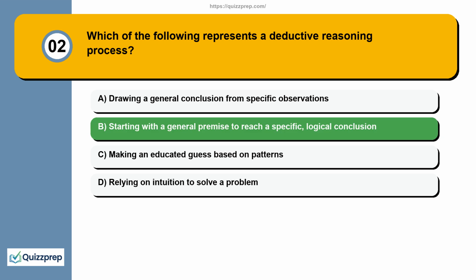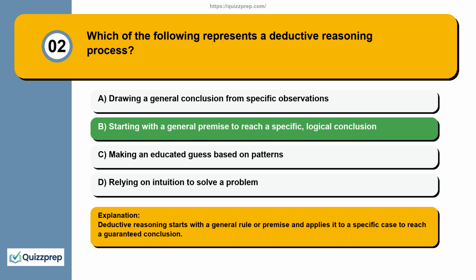The correct answer is option B. Starting with a general premise to reach a specific, logical conclusion. Explanation. Deductive reasoning starts with a general rule or premise and applies it to a specific case to reach a guaranteed conclusion.